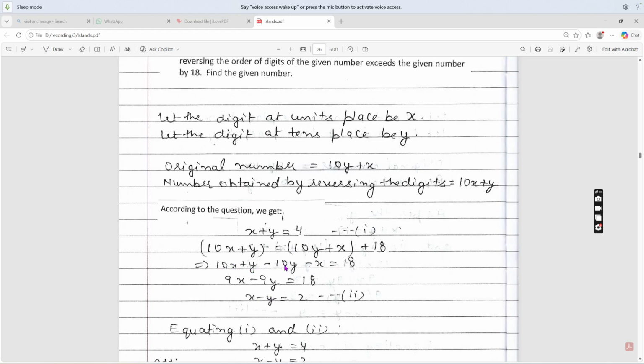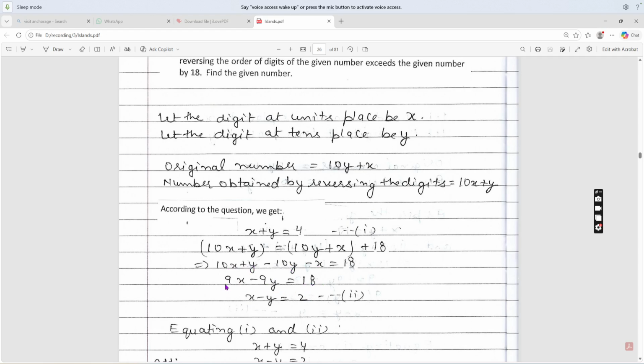10x plus y minus 10y minus x is equal to 18. Why? Because 10y is going to be shuffled from RHS to LHS. It will give us minus 10y, plus x is shuffled from the RHS to LHS. It will give us minus x. Now 10x minus x is 9x. y minus 10y is equal to minus 9y. So 9x minus 9y is equal to 18.